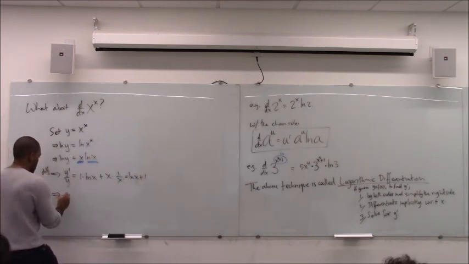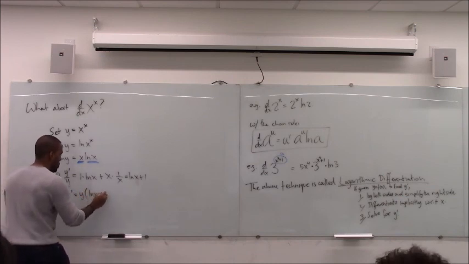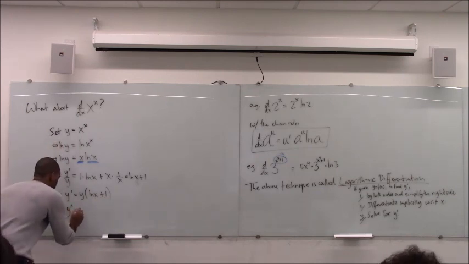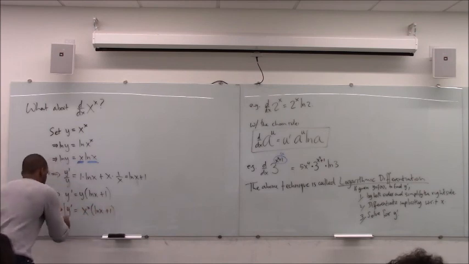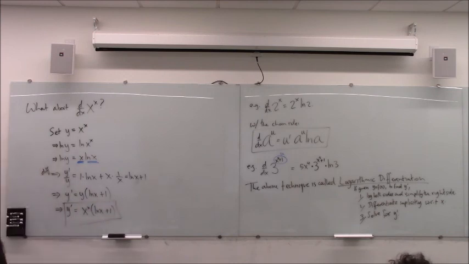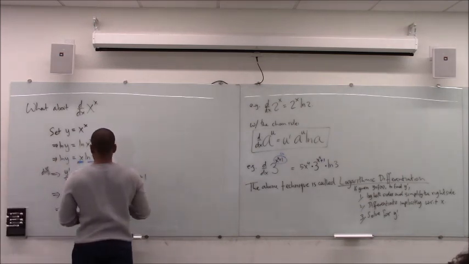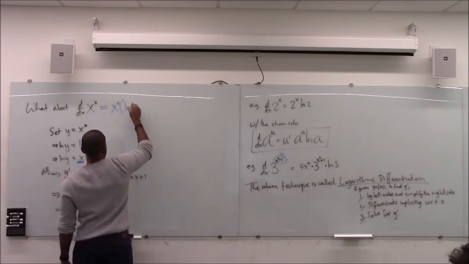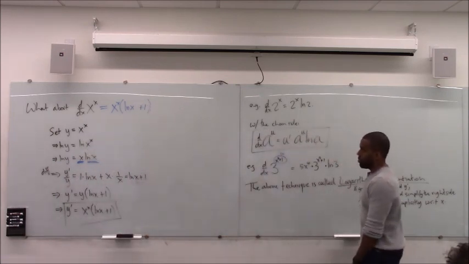And so now my y prime is going to be equal to y times ln of x plus 1. And my y was x to the x. So this means that the derivative of that is x to the x times ln of x plus 1. So that's your derivative. And that's log differentiation. So I would know that the answer to this, the derivative, is actually x to the x times ln of x plus 1. You can figure that out with log differentiation.